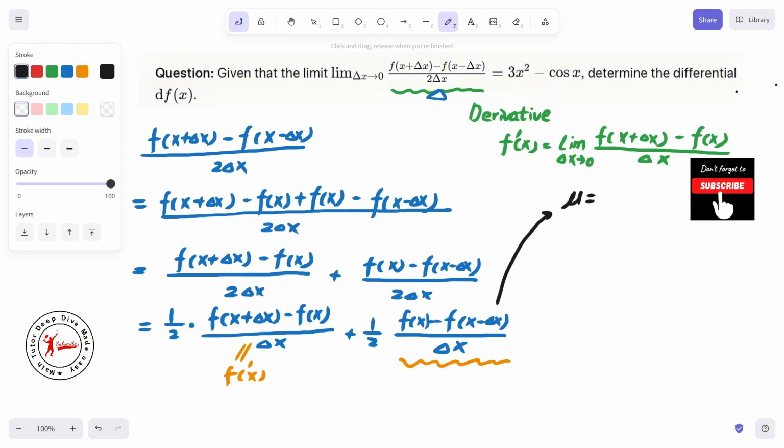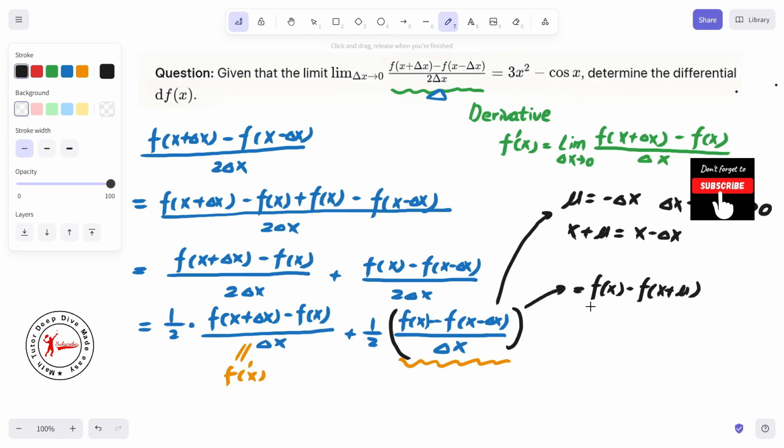As delta x approaches 0, u also approaches 0, and x minus delta x becomes x plus u. So, f of x minus delta x, divided by delta x, becomes f of x plus u, divided by minus u, times minus 1 over minus 1, which is minus f of x plus u minus f of x, divided by minus u. As u approaches 0, f of x plus u minus f of x, divided by u, is the derivative f prime of x.